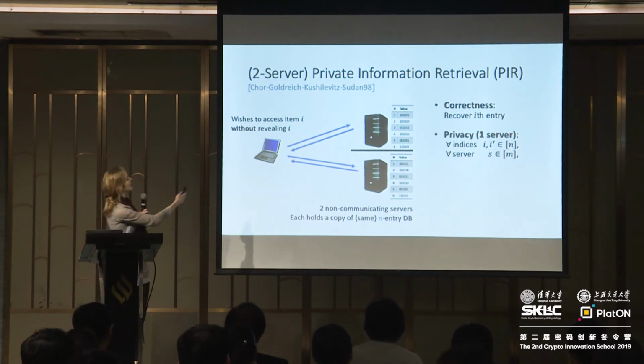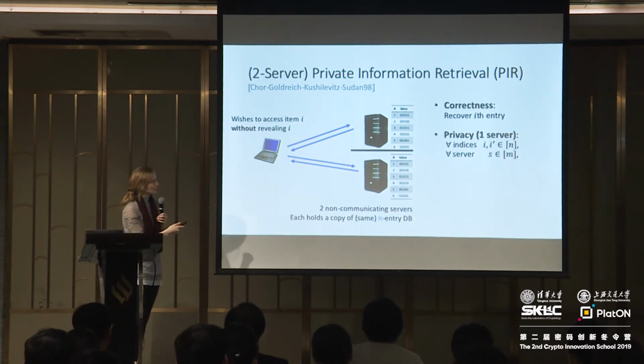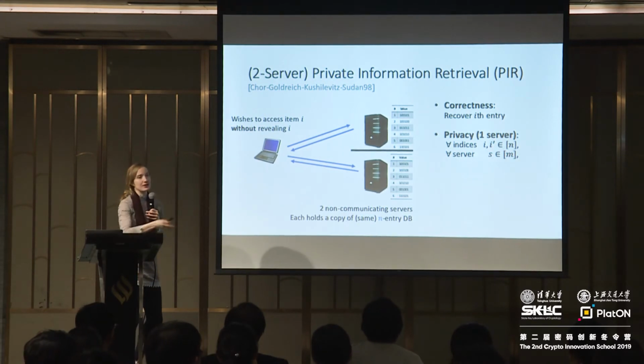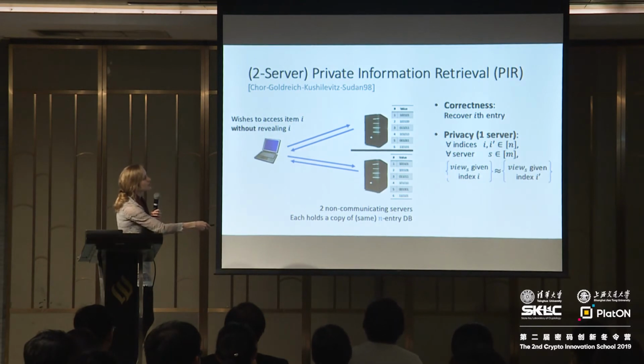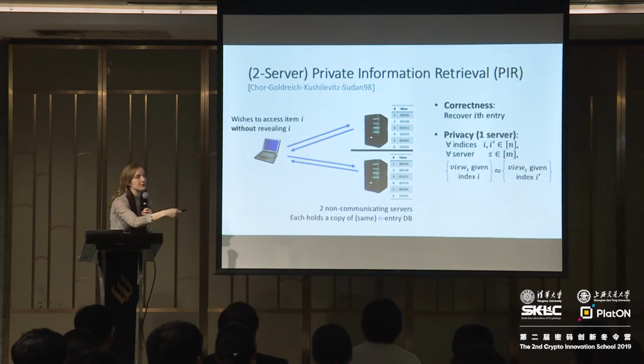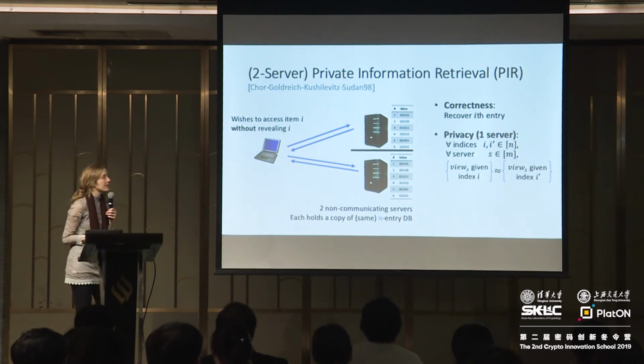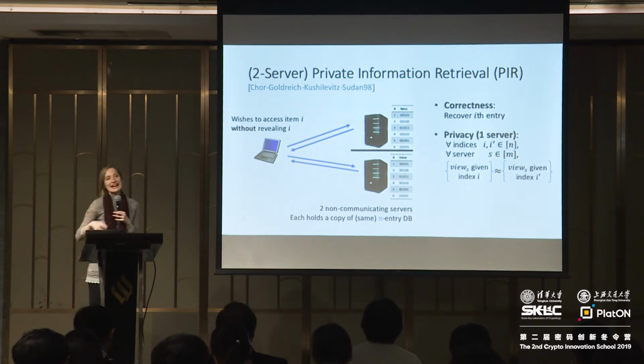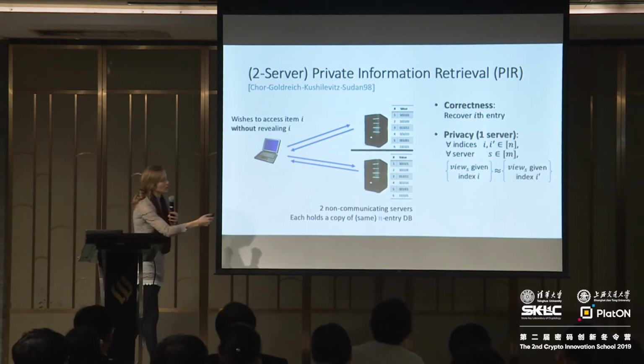Here i is the index. Formally, for any possible pair of indices, if I was looking for i or i prime, and for each one of the servers, if you look at the distribution of the view of the server, including the messages going back and forth and whatever randomness it had locally, this distribution looks very similar in the two different cases. You can't distinguish whether you were asking for item i or item i prime.